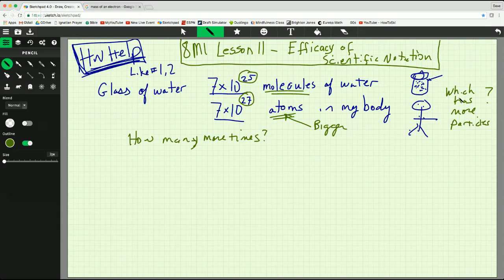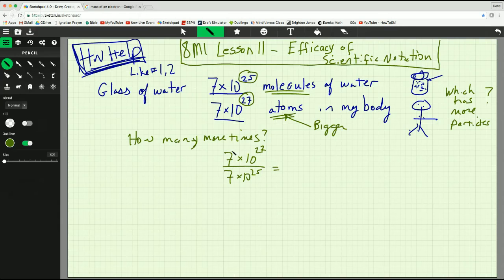So how many more atoms do I have in my body than molecules is a multiplier. How many glasses of water would you have to put side by side before you'd have the same number of molecules that I have atoms in my body? And the way that we do that is division. So we're going to take the bigger thing and divide it by the smaller thing.